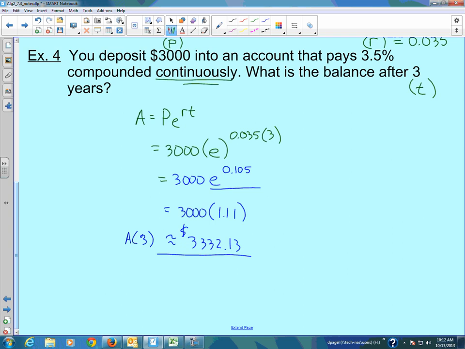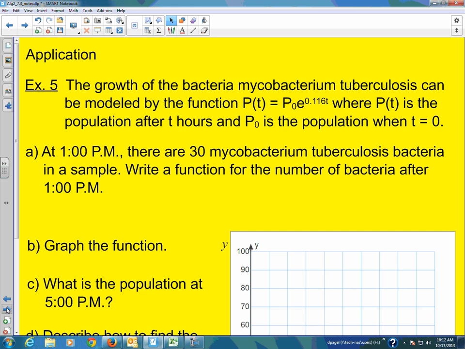All right, so we can see this in application in the finance end of things, but we can also see it in the sciences. Here we have bacterial growth. The growth of the bacteria Mycobacterium tuberculosis can be modeled by the function P of t is equal to P sub 0 e to the 0.116 t power, where P of t is the population after t hours, and P sub 0 is the population at t equals 0. Again, P sub 0 is our initial population. At time 0, we're assuming we're starting with nothing here.